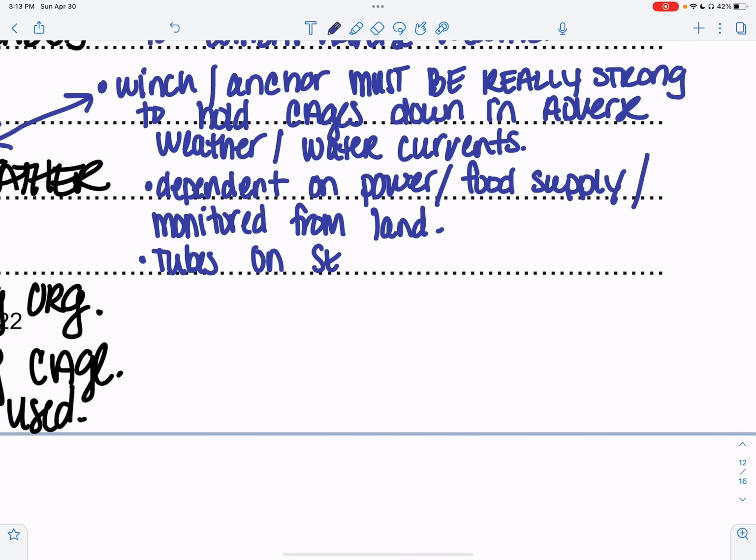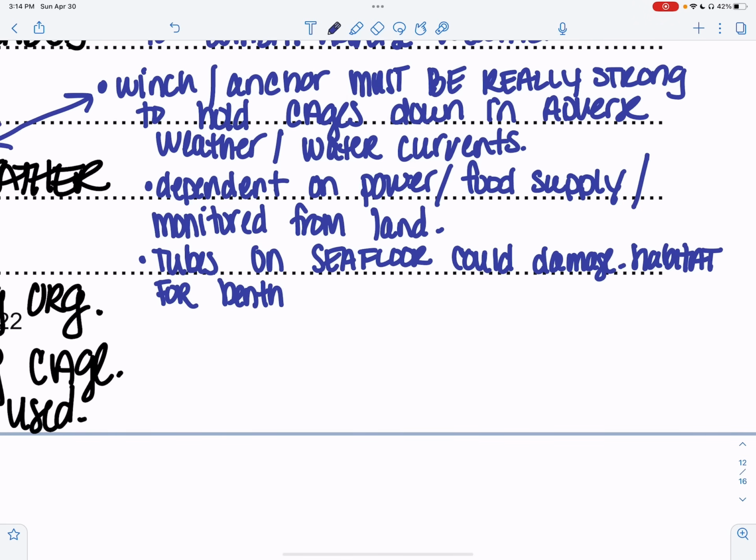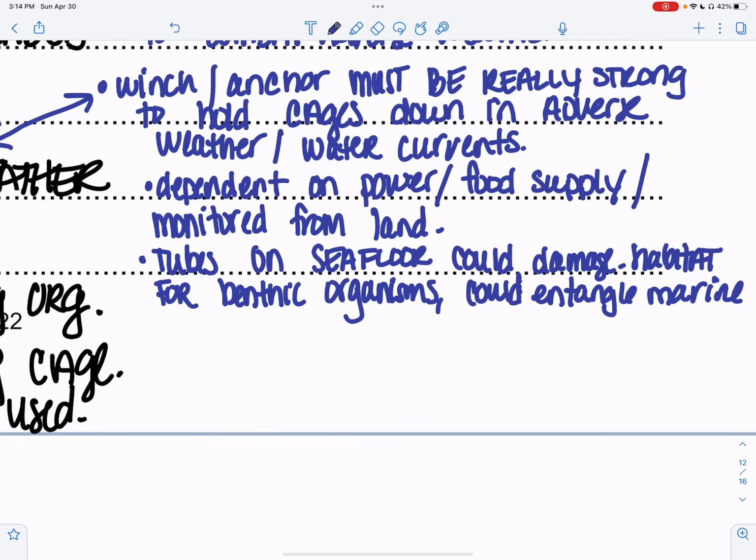Tubes on seafloor could damage the habitat for benthic organisms, or the tubes could entangle marine animals.